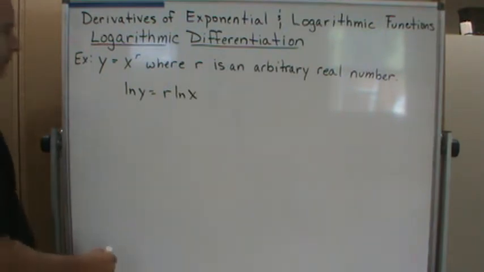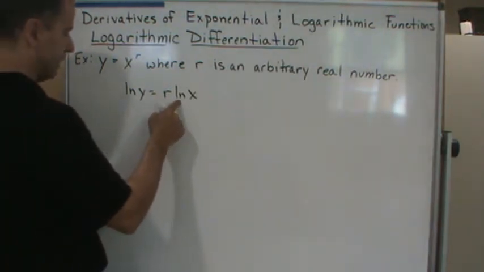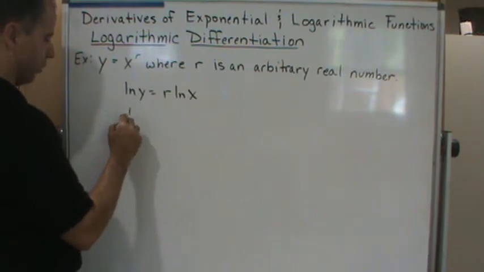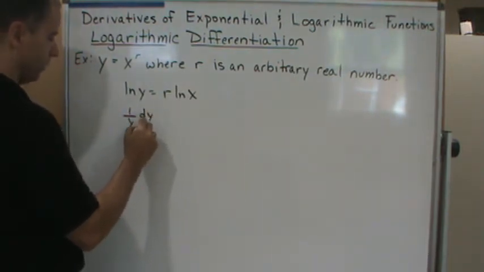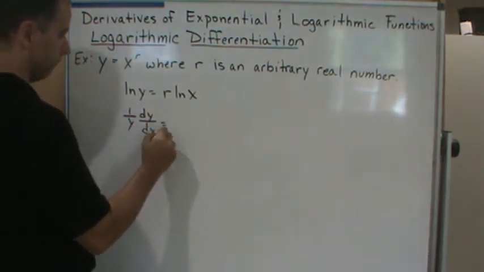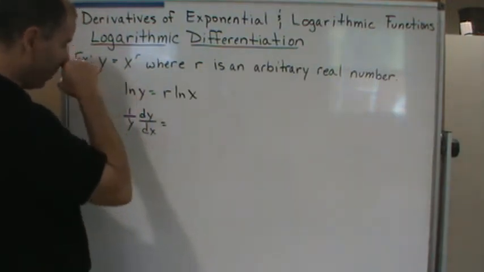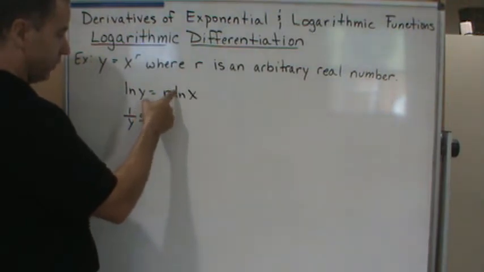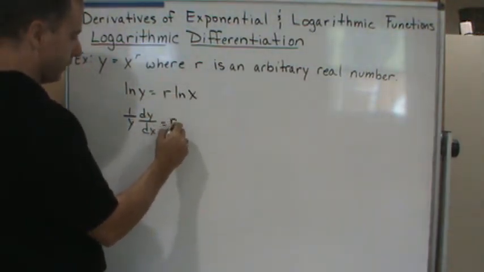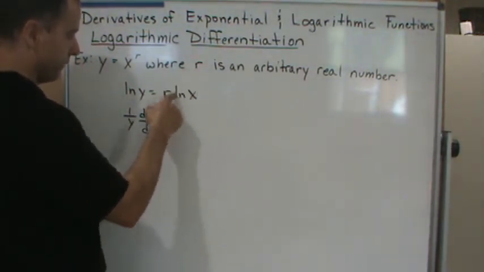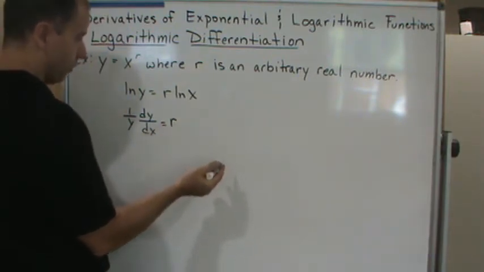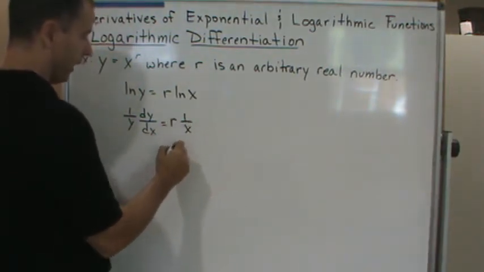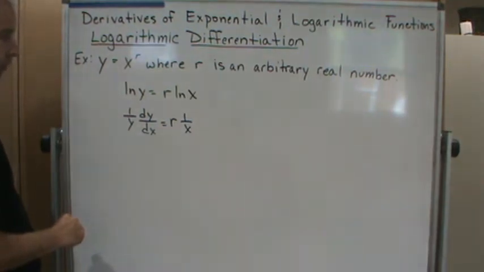So now, what's the derivative of both sides? Well, this is going to give me 1 over y dy dx equals, now here, r is just an arbitrary real number, so I can just pull it out. So this is going to be r times the derivative of the natural log of x, which is 1 over x. Okay?